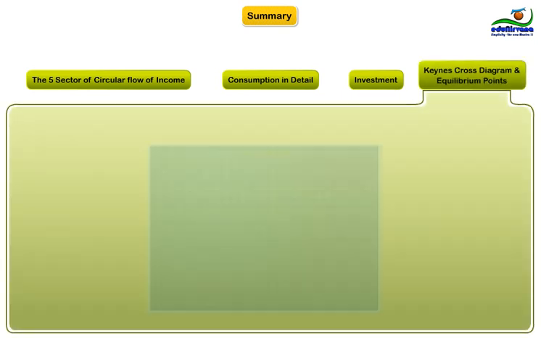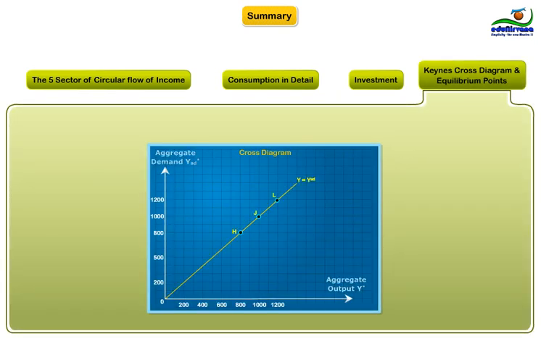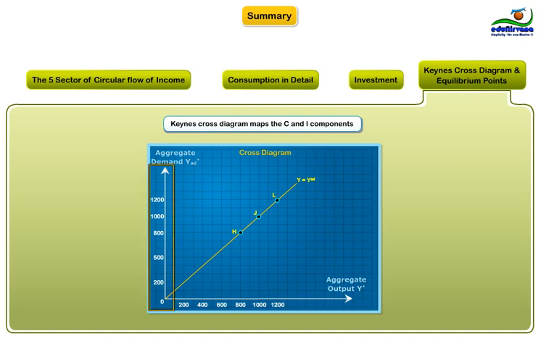After that, Keynes's cross diagram was introduced that maps the C and I components to the aggregate demand and aggregate output axis. It was established that income Y is equal to AO in the long run, and hence Y can be replaced with AO. In that graph, it was shown how with changes in I, the AD changes.